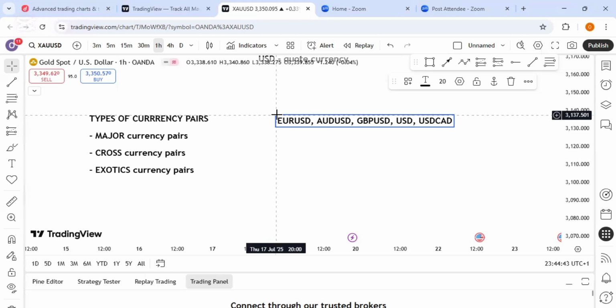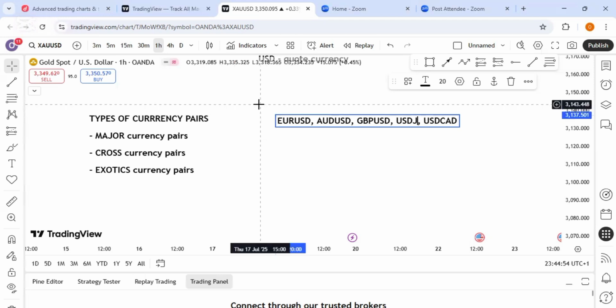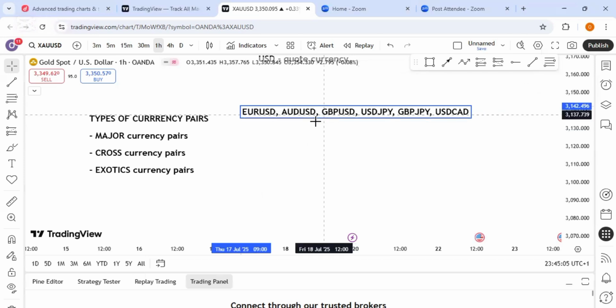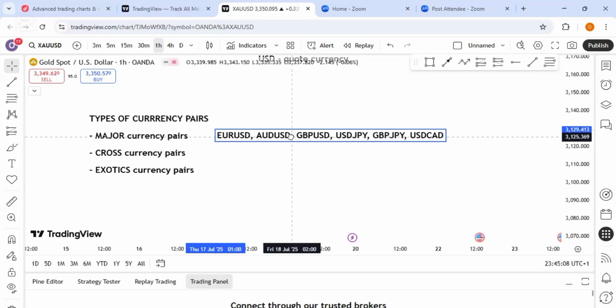Basically, what they mean by major currency pairs is the currency pairs that people trade a lot, that have a lot of volume in the market. EUR USD is part of them, AUD USD is part of them, GBP USD is part of them. In fact, USD JPY is also part of them. Even GBP JPY is also part of them, USD CAD is also part of them, and AUD CAD is also part of them. So that is for the major currency pairs.